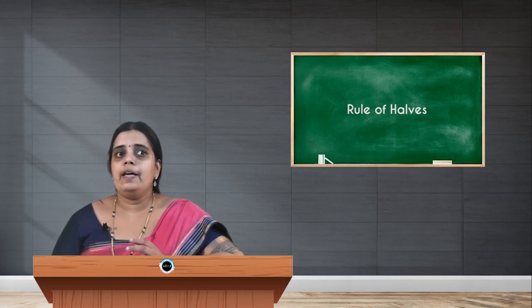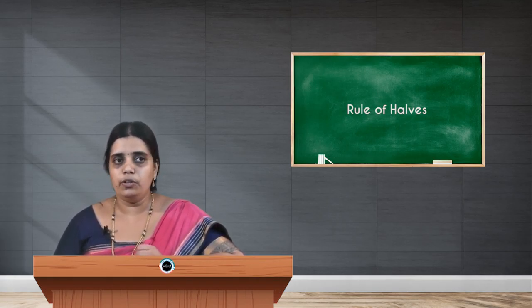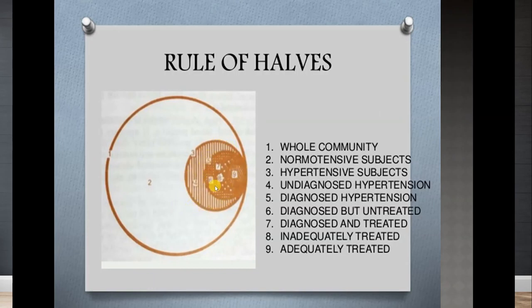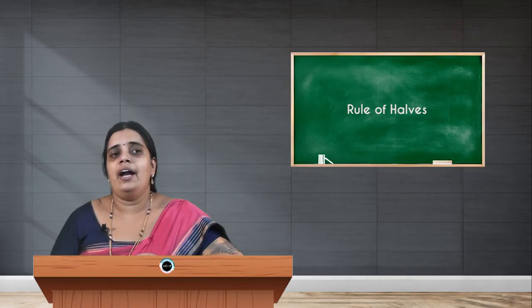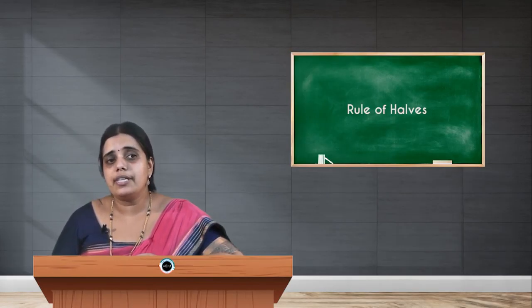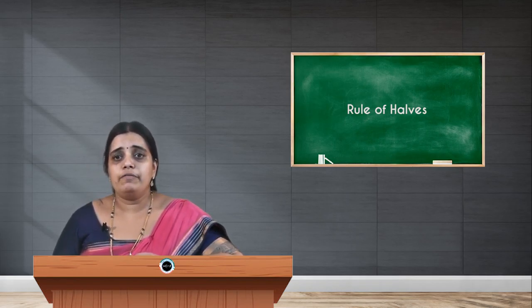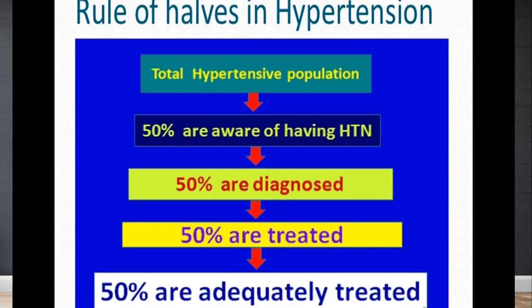So there is a whole community. Okay, these are the people who are normotensive. They do not have hypertension. Once they have hypertension, what are you going to see? You are going to see whether they are diagnosed cases of hypertension, which is there inside this 5, or whether they are undiagnosed cases of hypertension, which is shown here with the squares. Now you see, among the diagnosed cases of hypertension, who are treated and who are left untreated, and among who are treated, adequately treated are the one who fall in the small range, and inadequately treated are the one who come here in the outer circle of this adequately treated. So if there is total hypertension population, 50% are aware of having hypertension, 50% are diagnosed to have hypertension, 50% are treated, and 50% are adequately treated of hypertension.